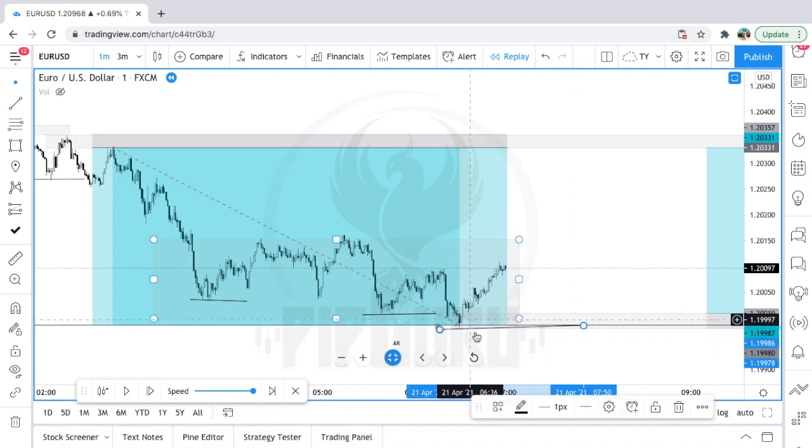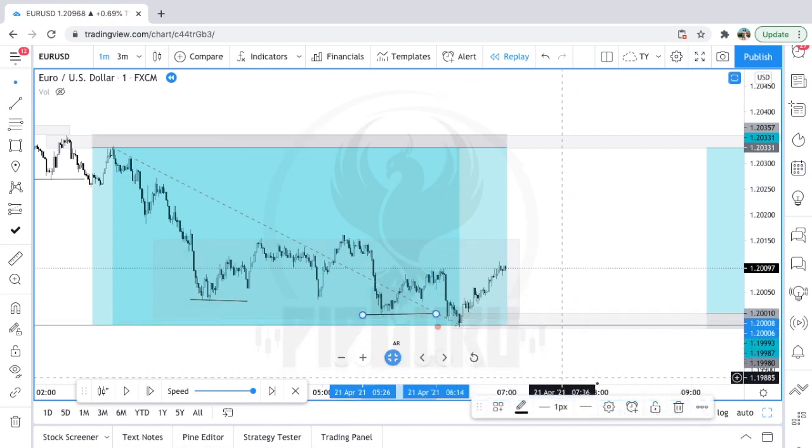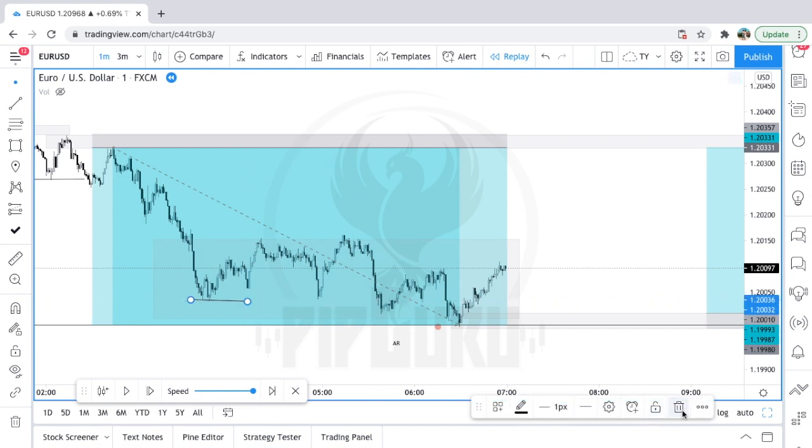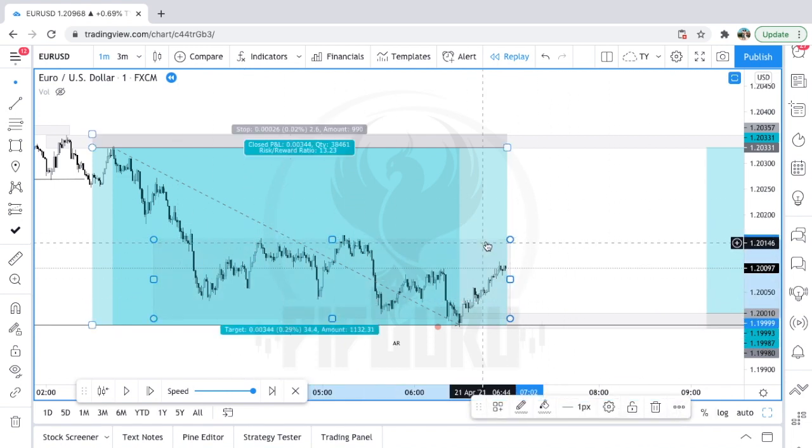So once I saw this happening, I started to mark out my overall Wyckoff accumulation, which I won't mark out now for you guys.